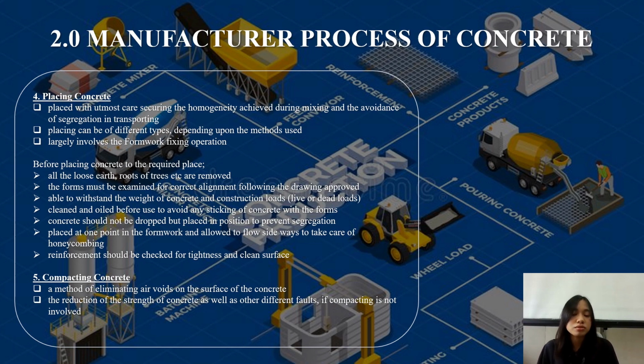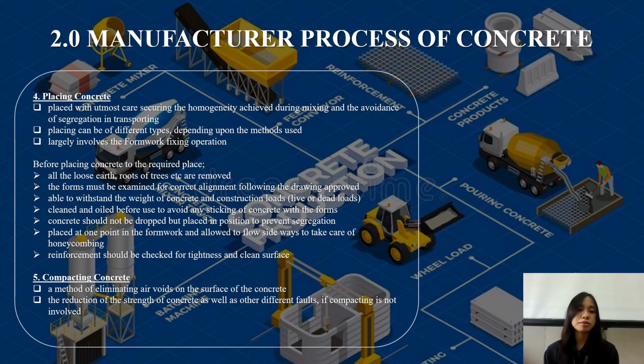Before placing concrete in the required place, all the loose earth, roots of trees, and others need to be removed. The formwork must be examined for correct alignment following the approved drawing. It needs to be able to withstand the weight of concrete and be free of leaks or deadlock. The formwork must be cleaned and oiled before use to avoid any sticking of concrete to the form and to make the shaping good. Concrete should not be dropped but placed in position to prevent segregation.